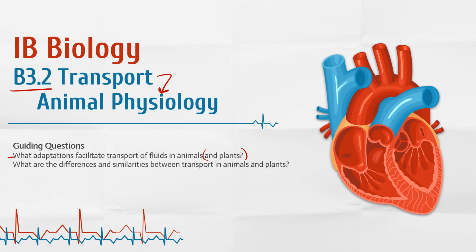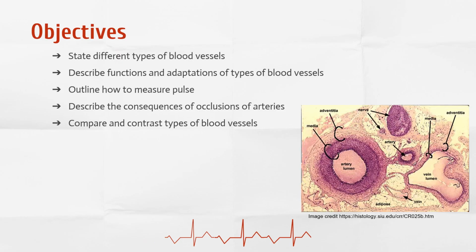Again, not today. Our objectives: we're going to talk about different types of blood vessels. We're going to describe the functions and adaptations of those different types. We'll outline how to measure pulse. We'll describe consequences of occlusions of arteries. We'll also talk about what even are occlusions. We'll compare and contrast those different types of blood vessels to sum everything up at the end of this video.